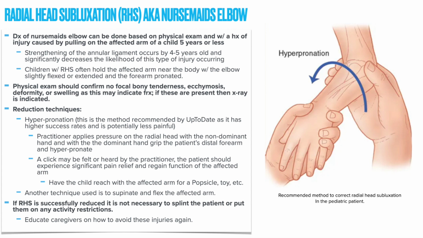But for the hyperpronation technique, the practitioner applies pressure on the radial head with their non-dominant hand, and then with the dominant hand grips the patient's distal forearm and hyperpronates.